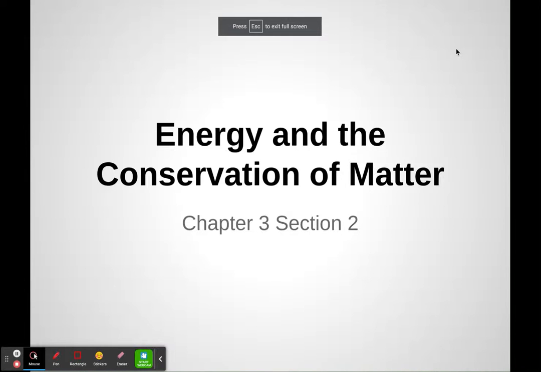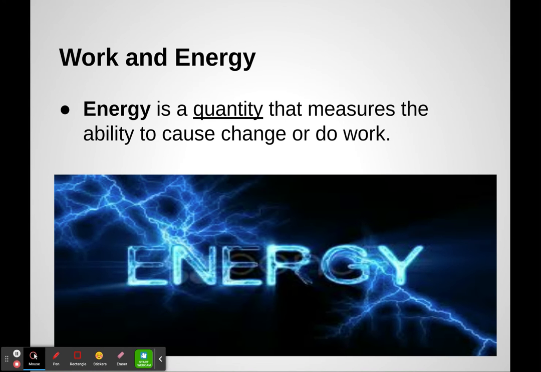Hello, everybody. Today we're going to do our first lecture in Chapter 3, Section 2. We're going to split this into two parts. The first part we're going to talk about is work. So here, in Section 2, we're going to look at energy and basically start talking about conservation of matter. So what is energy?